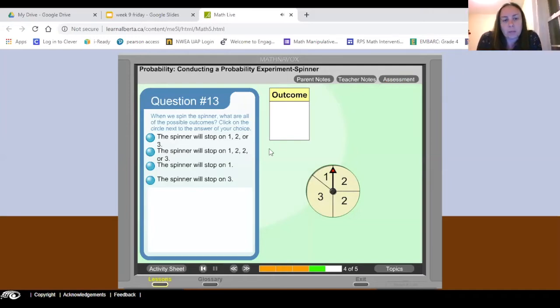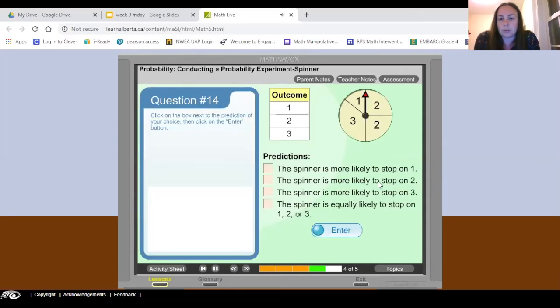All right, now this one, my choices say the spinner will stop on 1, 2, or 3. The spinner will stop on 1, 2, 2, or 3. The spinner will stop on 1, or the spinner will stop on 3. So my spinner is labeled 1, 2, 2, and 3. So I definitely know it will stop on 1, and it could stop on 3. But 2 gets a little bit tricky because there are 2 2s. But 2 is the only other original number, even though it appears twice. It is only the number 2. So if I land on 2, I would just put a tally mark. It doesn't say upper 2 or lower 2, it's just the number 2. So there's only 3 possible outcomes here, 1, 2, or 3.